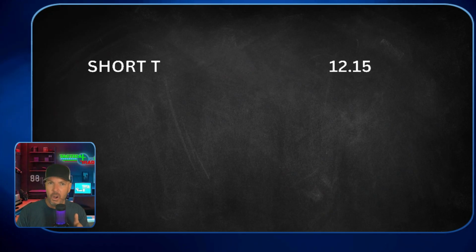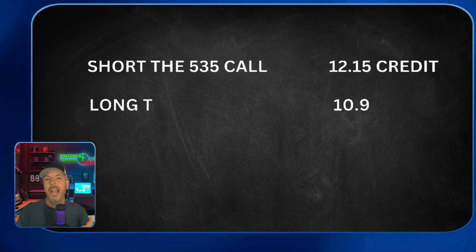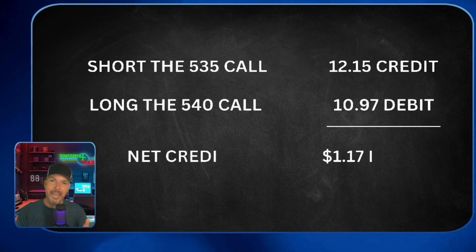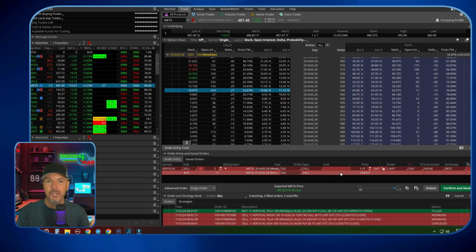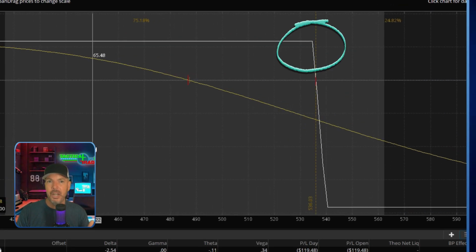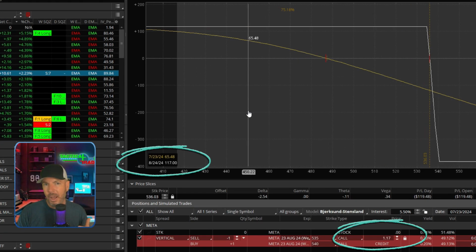So let's break that down. You sold the $535 call and you received $12.15 in credit, then purchased the higher $540 call for $10.97, which leaves you a net credit of $1.17 per contract. So the maximum profit occurs if Meta stays below the $535 call at expiration, causing both options to expire worthless, allowing you to keep the net credit. Therefore, the maximum profit is $117 per contract.